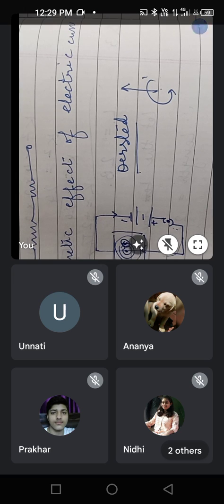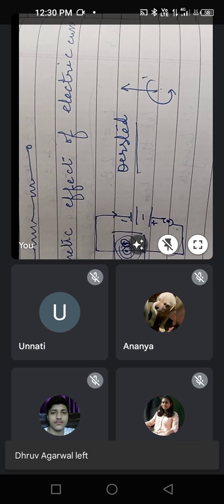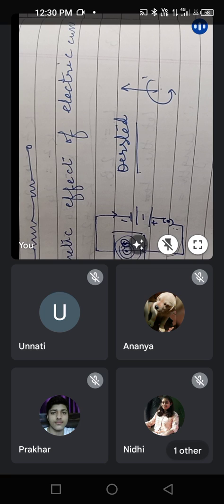So I repeat, when current is passed through a conductor or a wire, a magnetic field is generated around the wire, which was found by Oersted and is called the Oersted experiment. Full stop.